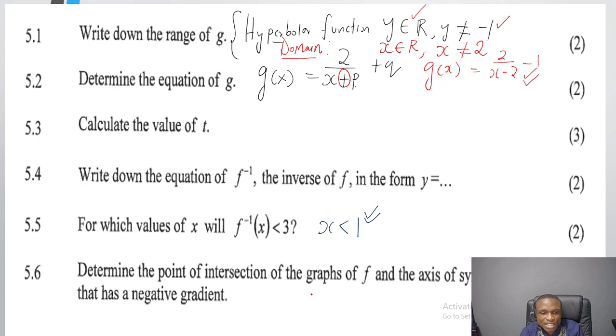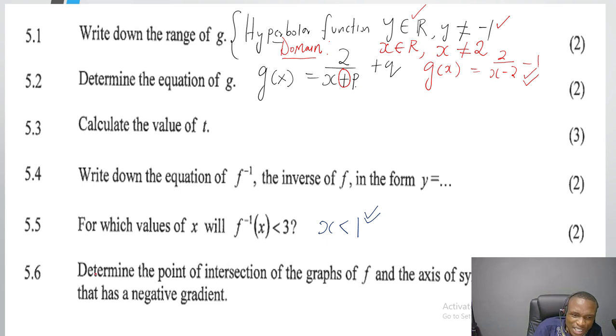Now they say, determine the point of intersection of the graph of f and the axis of symmetry of g that has a negative gradient. I love these questions, guys. This is a very good question. The examiner here is doing a very good job. This is a good way to ask mathematical questions.